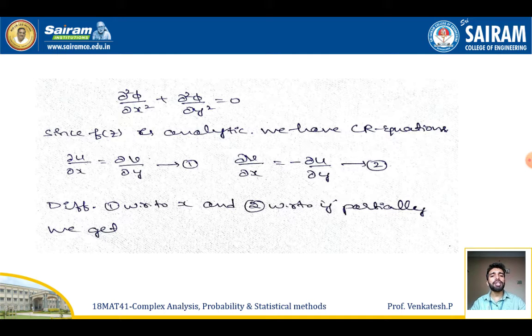Since f of z is analytic, obviously we will have the CR equations also. The CR equations are dou u by dou x is equal to dou v by dou y. Call this equation number 1. One more is dou v by dou x is equal to minus dou u by dou y. Call it equation number 2. I am going to differentiate equation number 1 with respect to x and equation number 2 with respect to y partially, and we will see what we get.